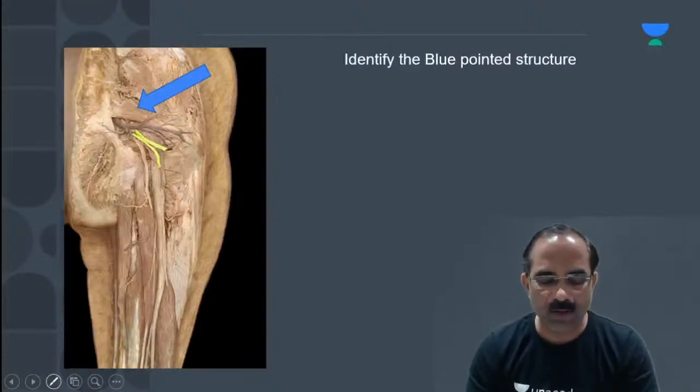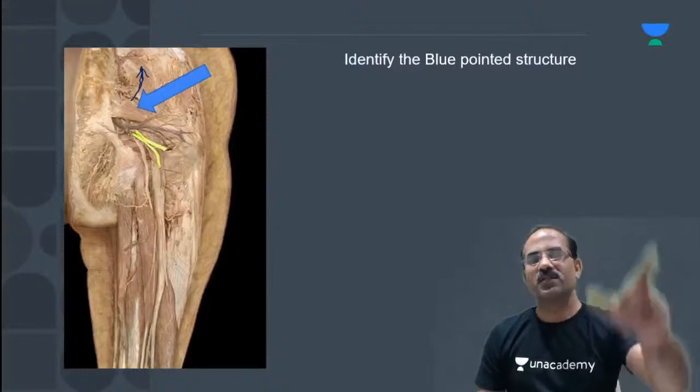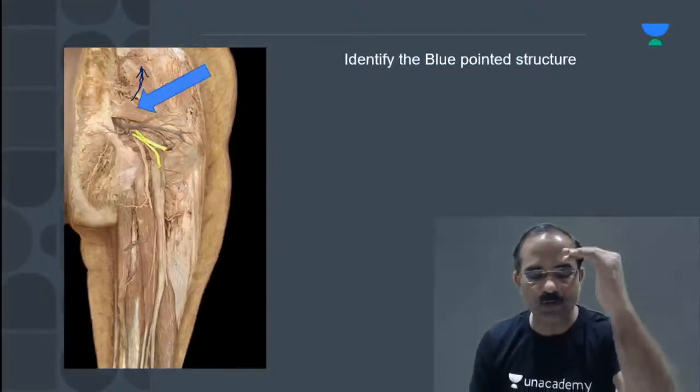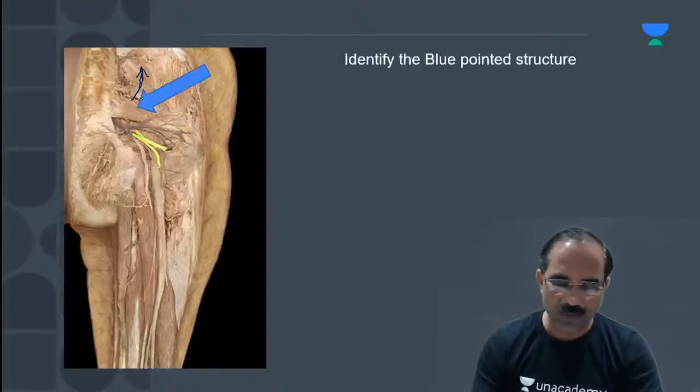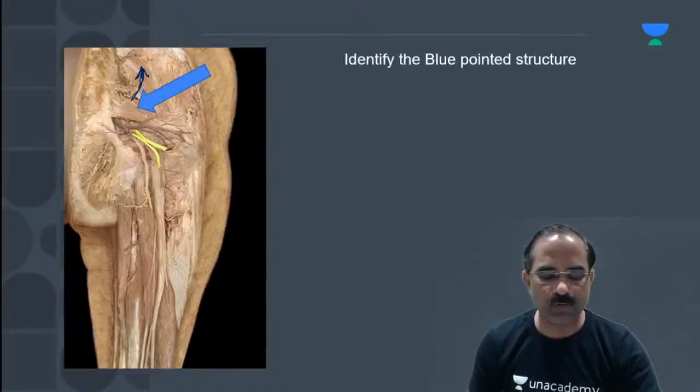Can anyone tell me what is this nerve which emerges at the upper border of piriformis? Students, there's only one nerve which emerges at the upper border of piriformis. I have drawn this with an arrow. This is a nerve which emerges at the superior border of piriformis.